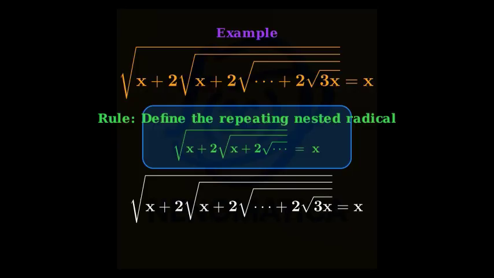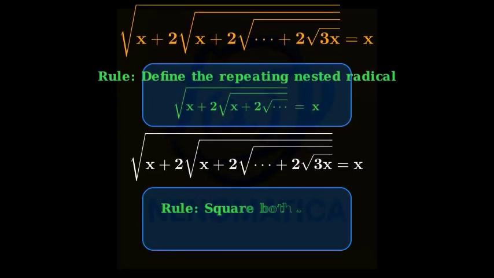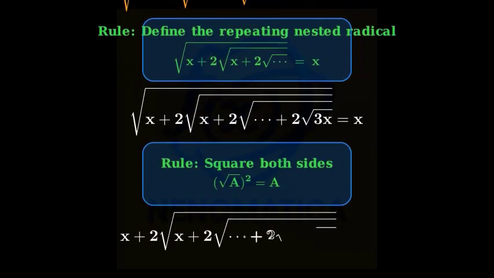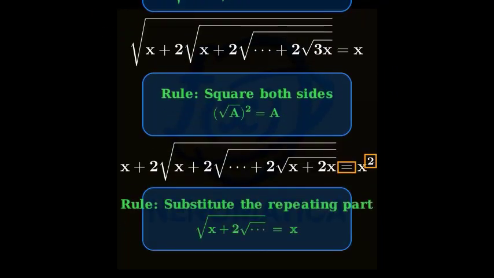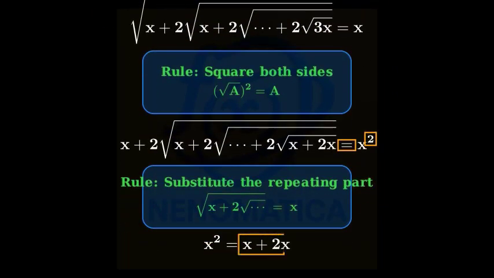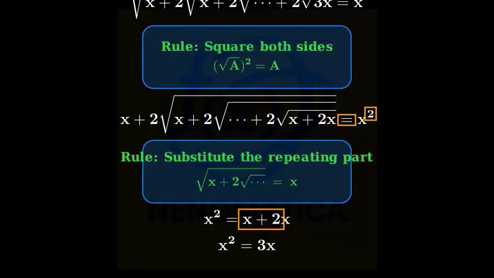Step 2. We square both sides to remove the outer square root. The rule is the square of a square root equals the inside. After squaring, the left becomes x plus 2 times a very similar nested radical, and the right becomes x squared. Step 3. That inner nested radical is the same repeating structure we named earlier, so we substitute it by x again. This gives x squared equals x plus 2x, which simplifies to x squared equals 3x.